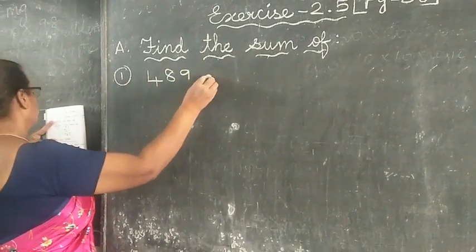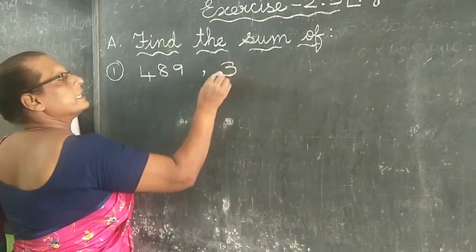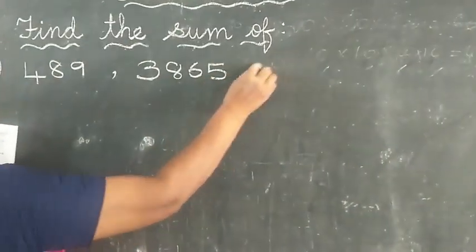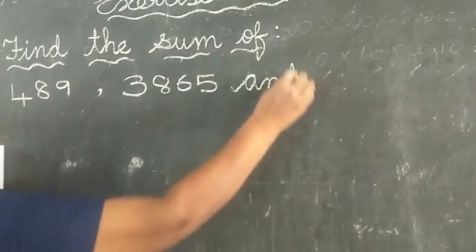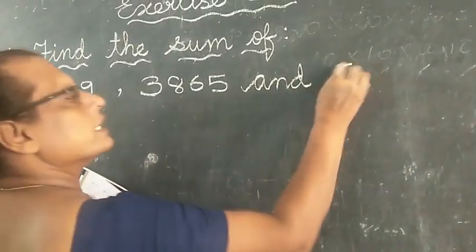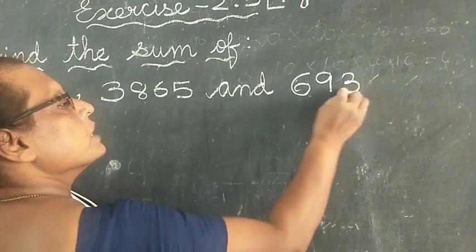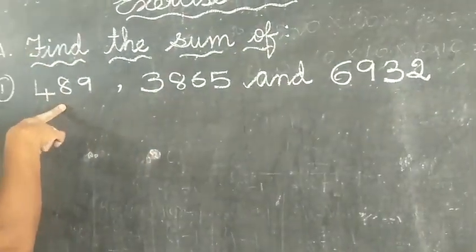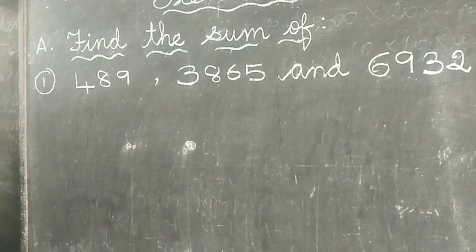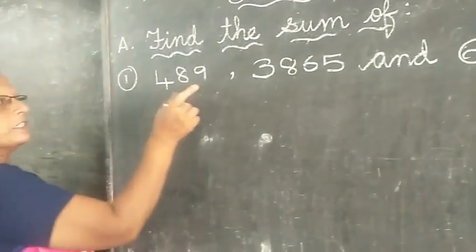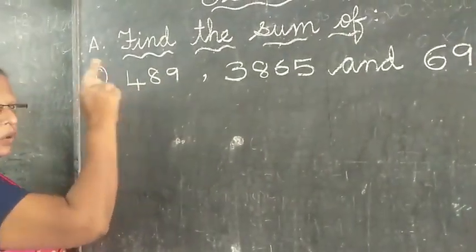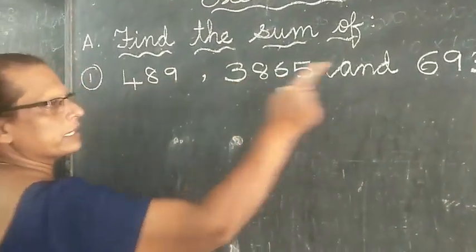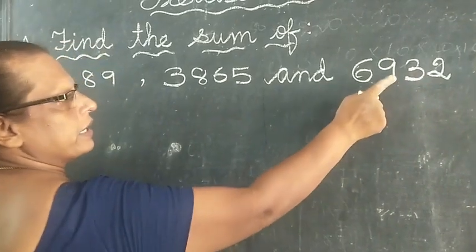489, 3865 and 6932. See here, the 4 digit number is here, only 3 digit is here. So while writing you have to be careful, children. Here 3 digit means ones, tens, hundreds. Only till hundreds space is here, and here ones, tens, hundreds, thousands.